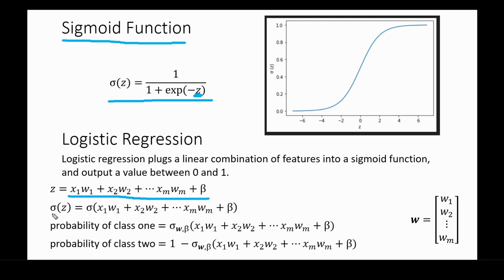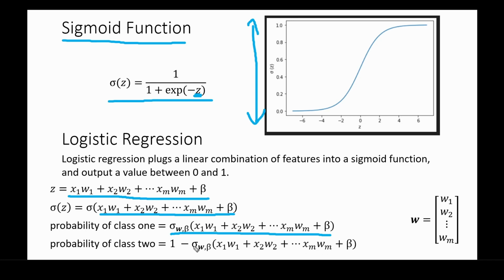So when we talk about logistic regression, we are really thinking about the sigmoid function as a function of the linear combination of the input features. Because the output of the sigmoid function ranges from 0 to 1, we can treat it as a probability. In logistic regression, the probability of class 1 is simply the output of the sigmoid function, and the probability of class 2 is 1 minus the sigmoid function.